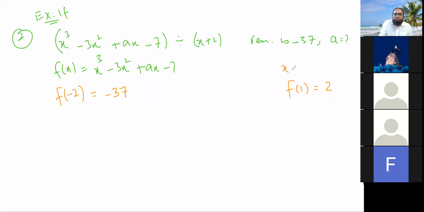If it is f of 1, you are basically dividing it by x minus 1. So when you're dividing by x minus 1, and the remainder is 2, you would be writing it like this.